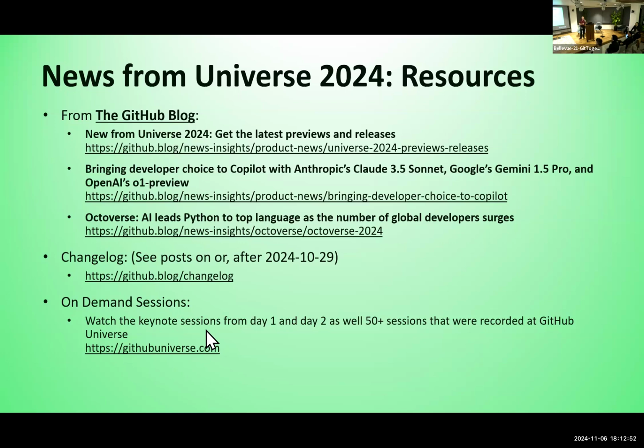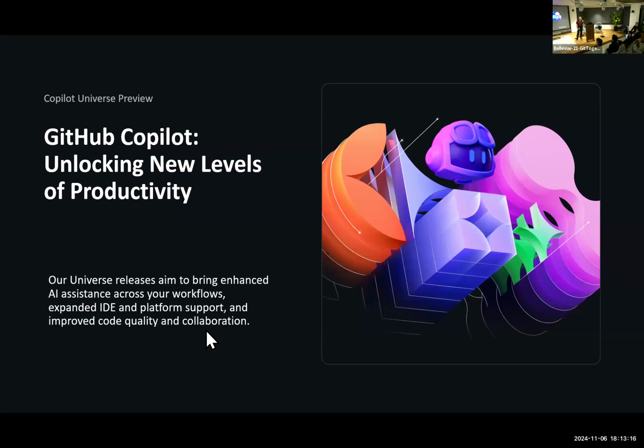Again, lots of details in the change log, and you can see all the sessions on demand. All the sessions are available on YouTube, but if you go to githubuniverse.com and say, show me the on-demand sessions, you can say, I just want to see the AI sessions, or I just want to see the security sessions. So you can filter it down very easily and quickly to specific sessions. We had a lot of announcements.